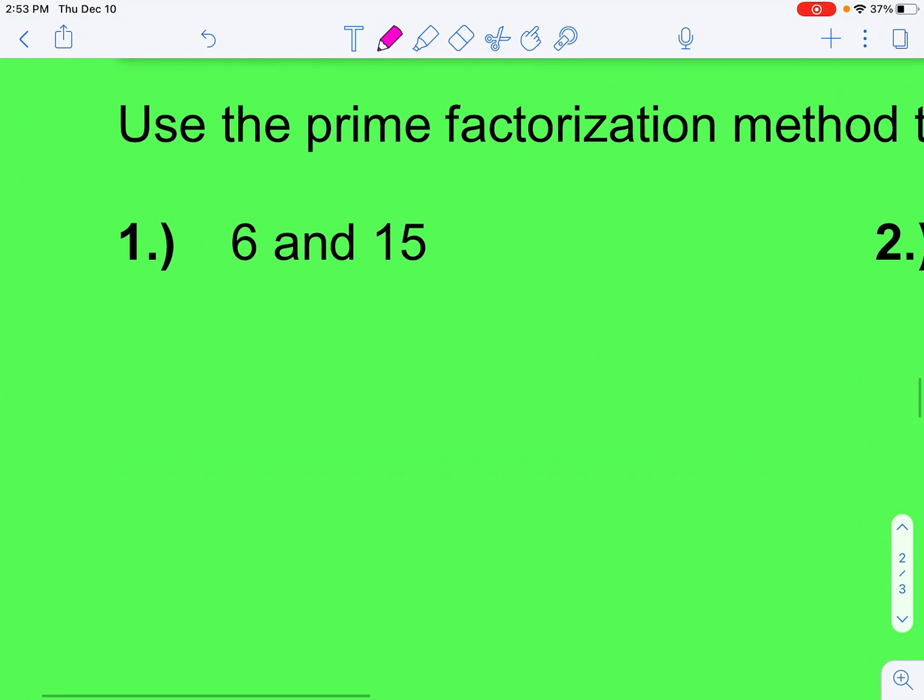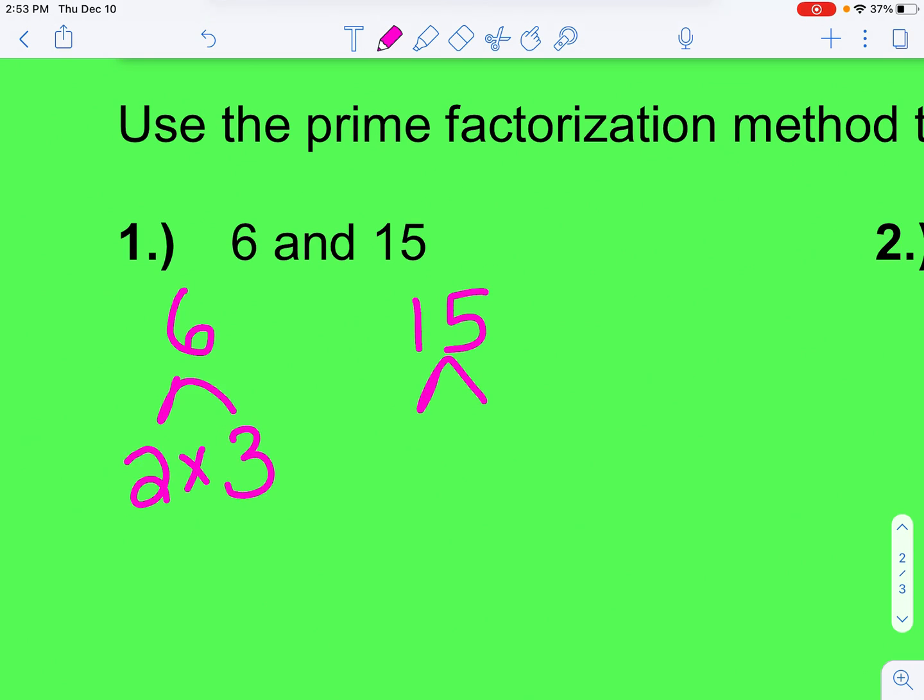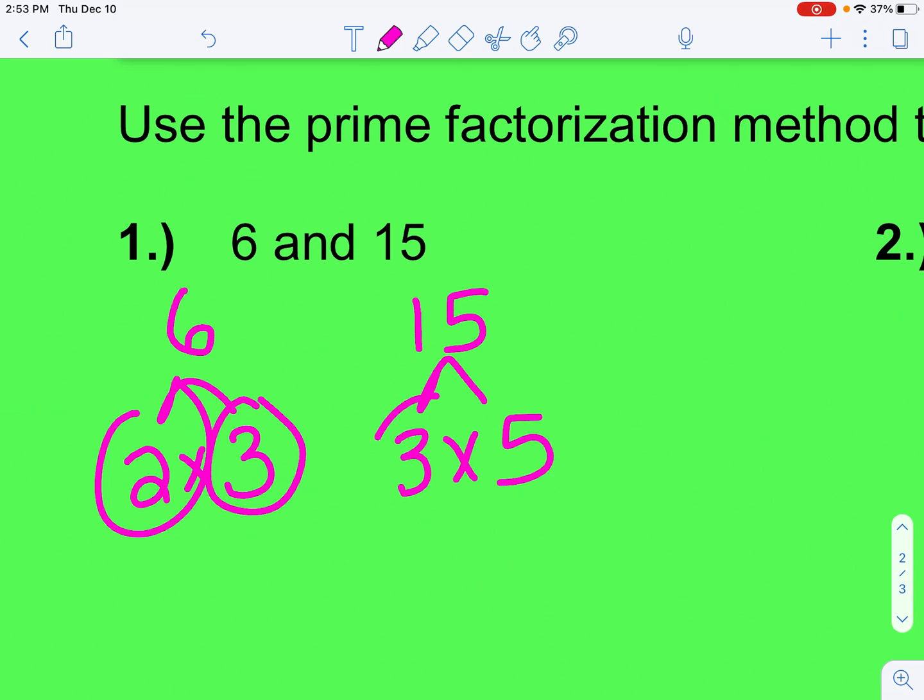Alright, number 1, we have 6 and 15. So the first step is do the prime factorization. Well, 2 times 3 gives me 6. Both of those numbers are prime, so we can circle them. Next we have 15, which is 3 times 5. Both of those numbers are prime, so we can circle them.